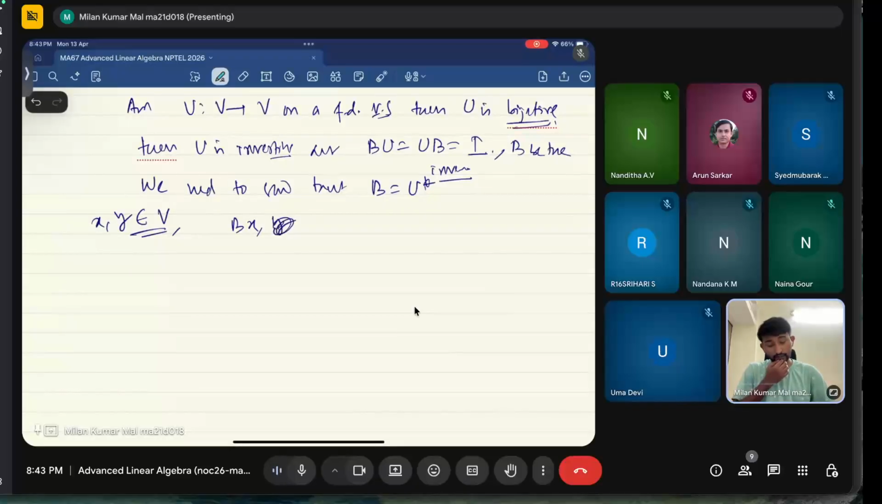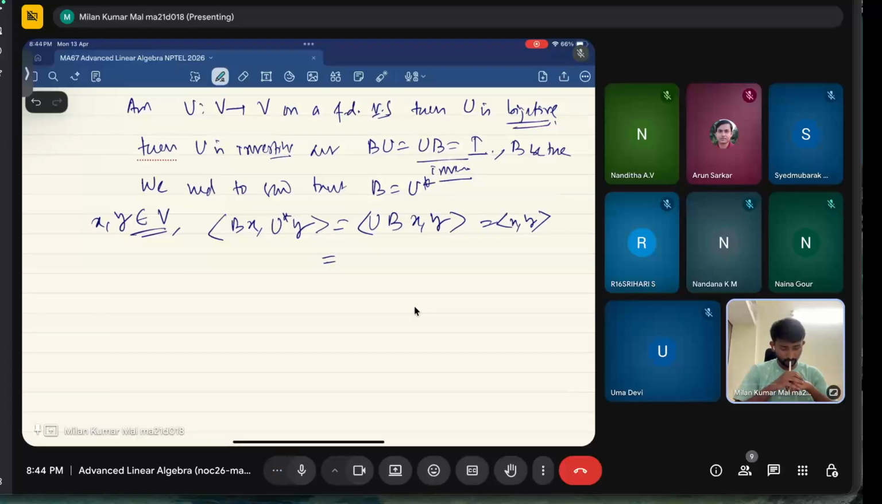Then the inner product of Bx with y, we can take here something like U star y. That has to be equal to the inner product of UBx with y, right? Because the adjoint exists. Now what is UB? UB is equal to identity. That has to be equal to the inner product of x with y, right? Now I have to use that Bx with U star y is equal to U star y.